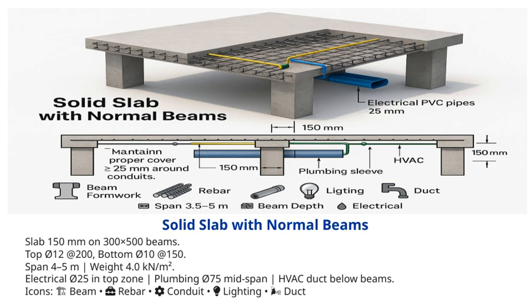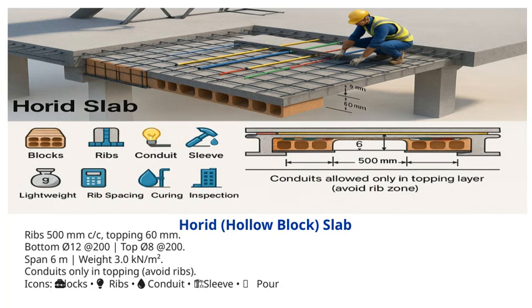Lastly, HVAC ducts are routed below the beams, ensuring efficient air distribution without interfering with other structural components. All these elements, beams, reinforcement, and services, are interconnected and vital for creating a safe, functional, and well-integrated building. Let's take a closer look at the Horid, or hollow block slab, design. The ribs are spaced at 500 millimeters on center, which provides a good balance between strength and material use.